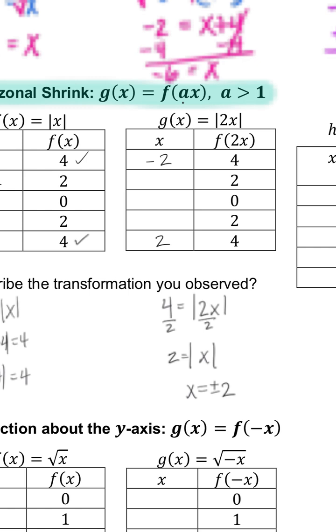This time notice that you went from 4 and 4 and now you took half. So what you're doing is multiplying, your shrink is basically multiplying by 1 over 2. So a horizontal shrink is multiplying by 1 over a. So this one would be -1, 1, and 0.